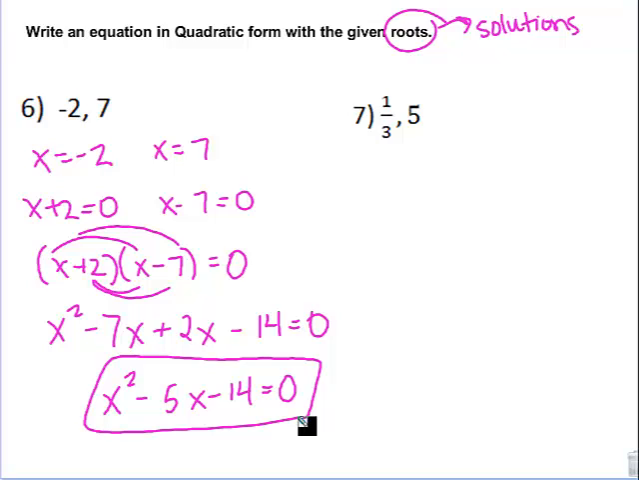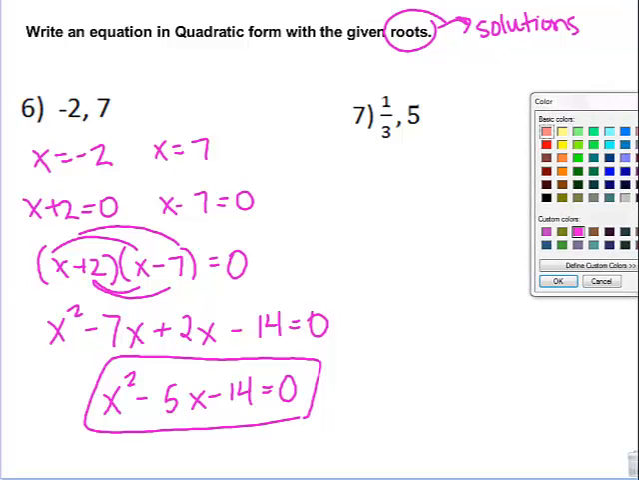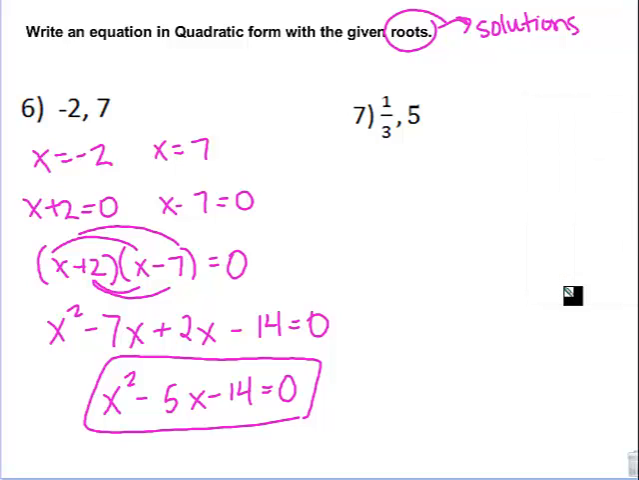So next up, our two solutions are 1/3 and 5. So that means that we're going to start off by saying x is equal to 1/3 and x is equal to 5. And once again, we want to make these both equal to 0. But consider x equals 1/3. If I just subtract a third, I'd have x minus a third equals 0. Typically when we factor things, we don't factor things into x minus a third. So we don't want fractions here. So I'm going to times by the denominator of 3 to get rid of my fraction.